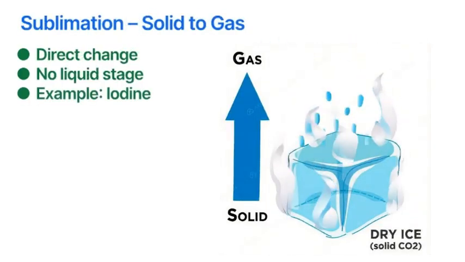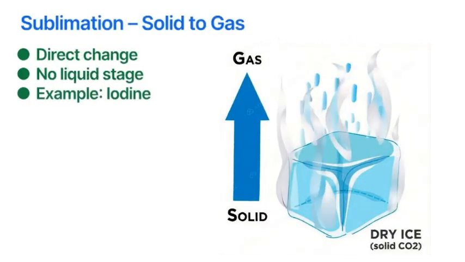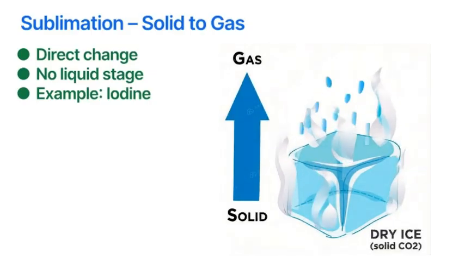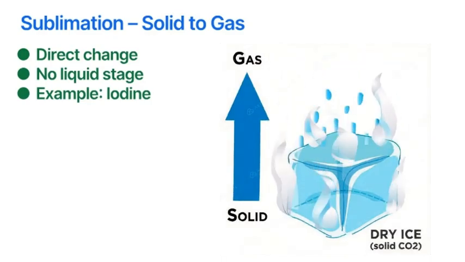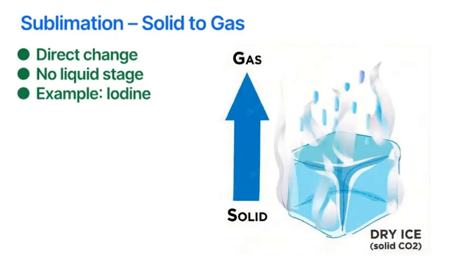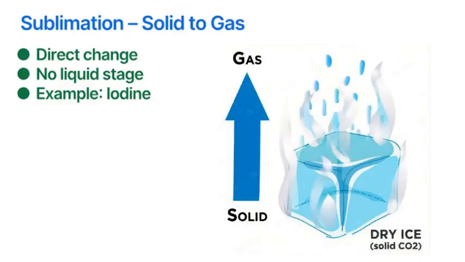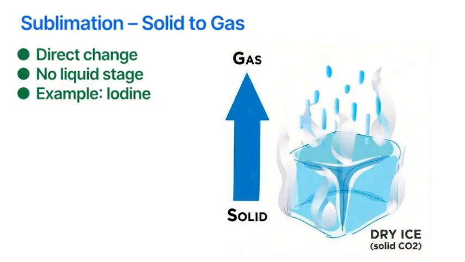Sublimation. Sublimation is a special process where a solid changes directly into a gas without passing through the liquid state. This usually happens when the solid absorbs enough energy for the particles to break free all at once. The particles gain energy quickly and spread out to form a gas.